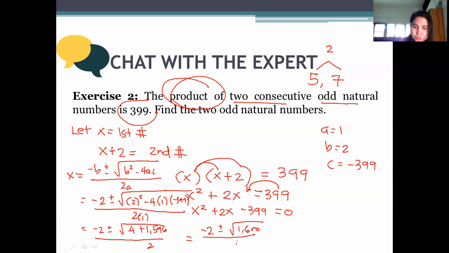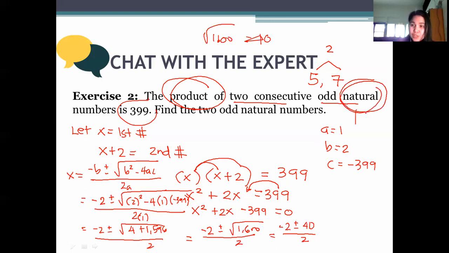So we now have -2 plus and minus square root of 1,600 over 2. The square root of 1,600 is 40. So -2 plus and minus 40 over 2. But remember, we are talking of natural numbers. So these are positive numbers. So let's just take the positive. -2 plus 40 divided by 2. It's 38 divided by 2.